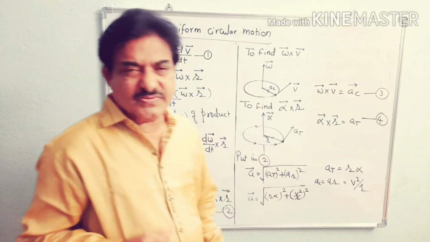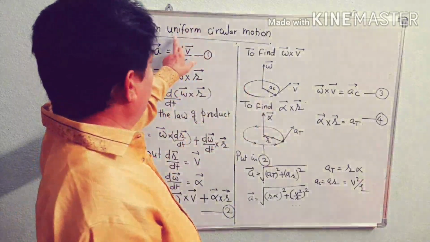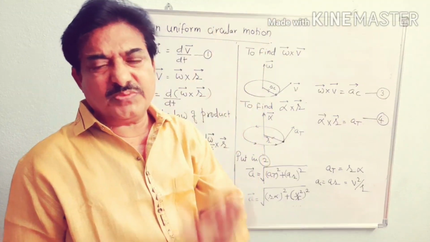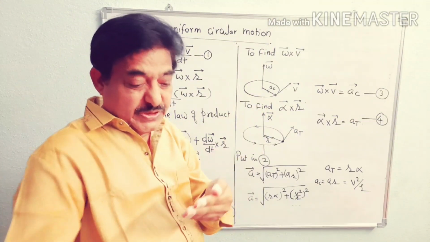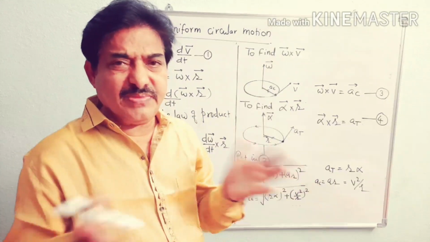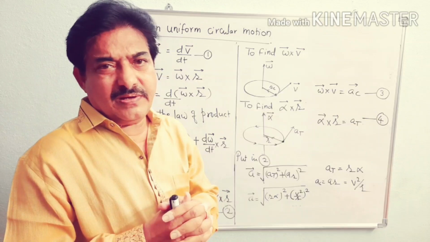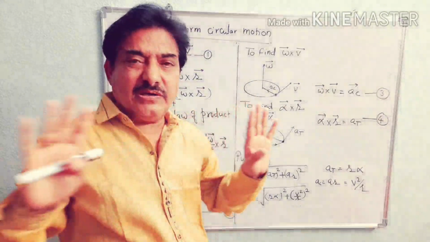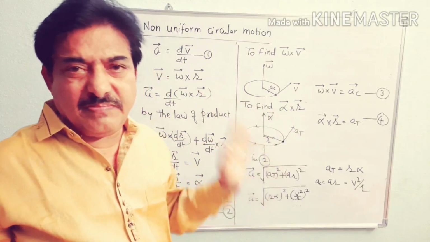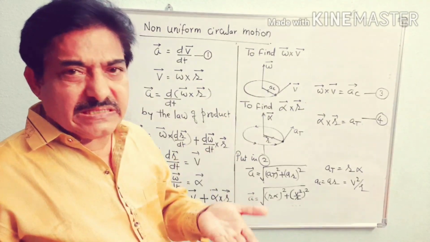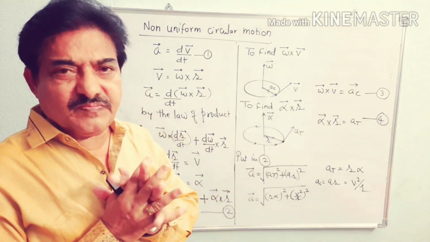The second type of circular motion is a non-uniform circular motion. In a non-uniform circular motion, the speed of the particle is increasing or sometimes it may be decreasing. It means during this circular motion, the speed of the particle does not remain the same, but it changes, that is, it may increase or it may decrease.